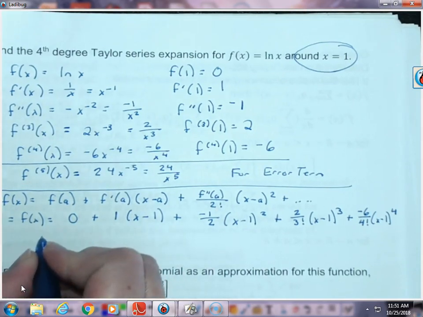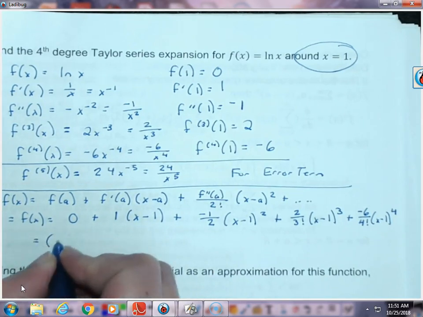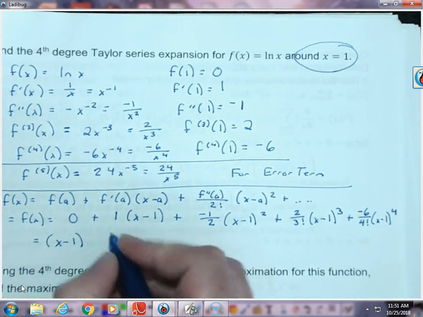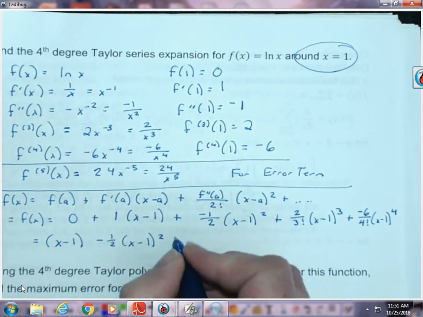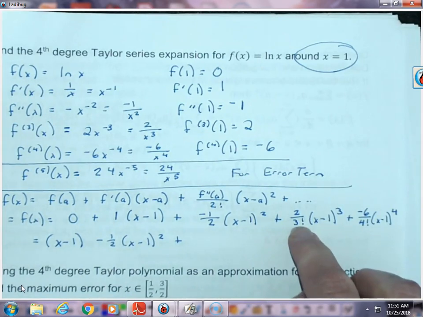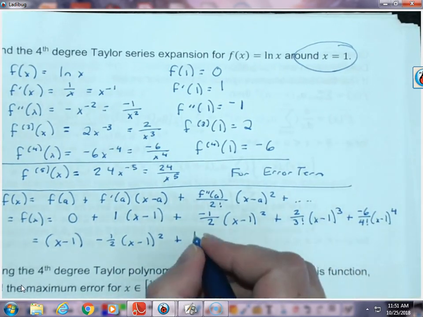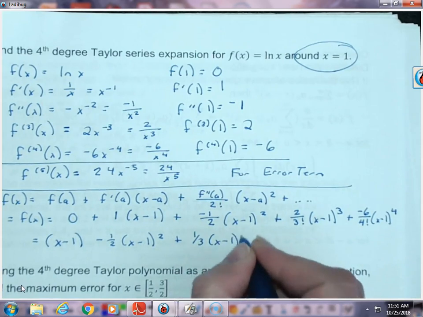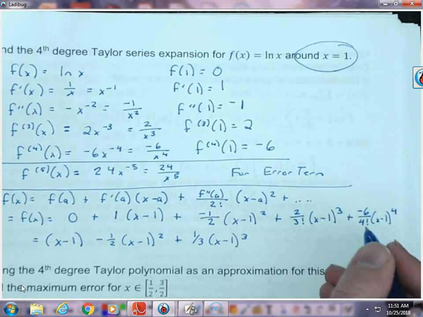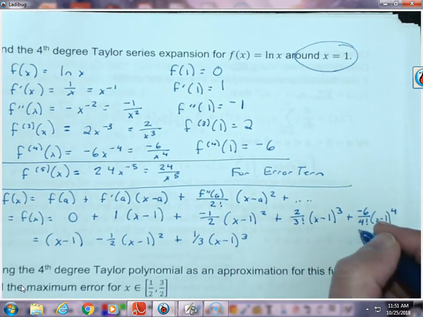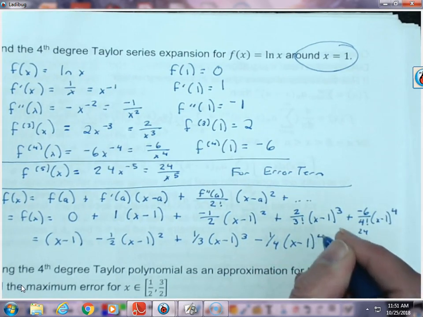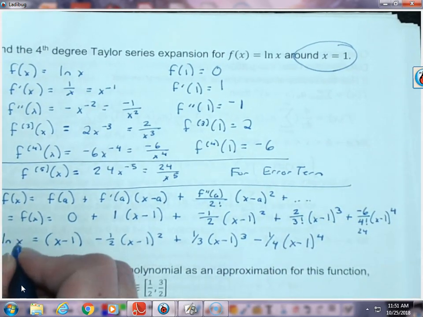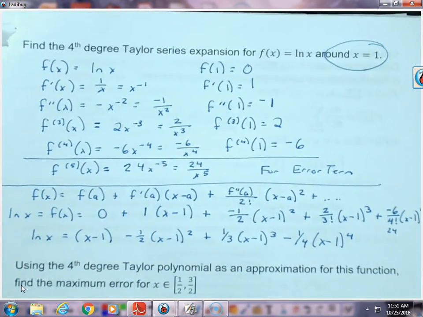And so I'm just going to rewrite that. So it would be x minus 1, minus a half, x minus 1 squared. That would be 2 over 6, so a third, x minus 1 cubed. And then, what about this one? That's like 24, yeah, so minus 1/4, x minus 1 to the fourth. And so that's our approximation for ln of x.